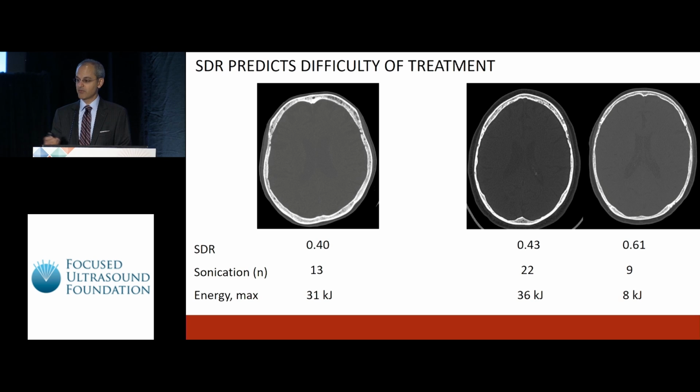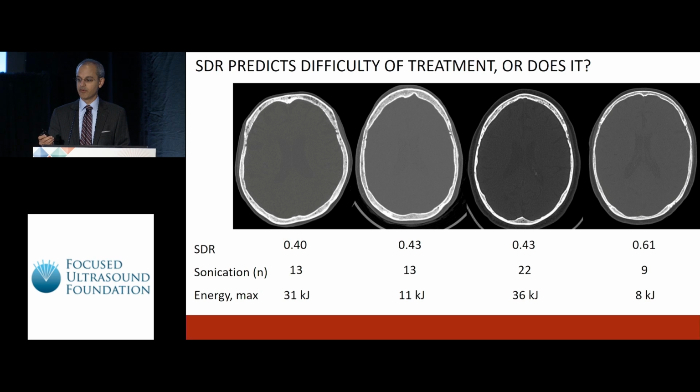As you can see here, we have a range of SDRs, 0.61 on one end, meaning a patient that's predicted to be easier to treat, only took 9 sonications, only took 8 kilojoules, got a great result. Another couple of patients, 0.4 and 0.43, both required more than 30 kilojoules, one only 13 sonications, one 22. But here we have a patient in the middle, another 0.43, that only took 13 sonications and 11 kilojoules. So while SDR is a predictor, it's not a perfect predictor, and there's room for improvement. So we're going to talk a little bit about this.